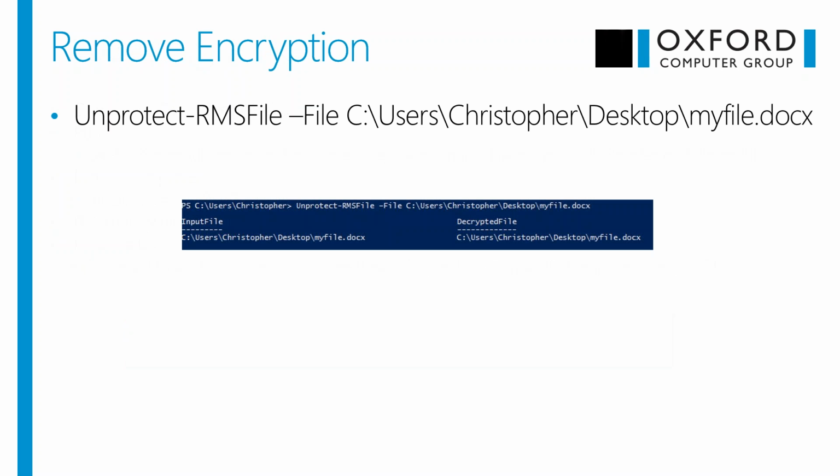And for unprotecting, you can mass bulk unprotect files this way too. You can just run Unprotect-RMSFile and it removes the RMS protection. This is why this is only for administrator use, because this is creating a pretty wide open, broad brush to encrypt and decrypt files. So this would be only for administrators to use.